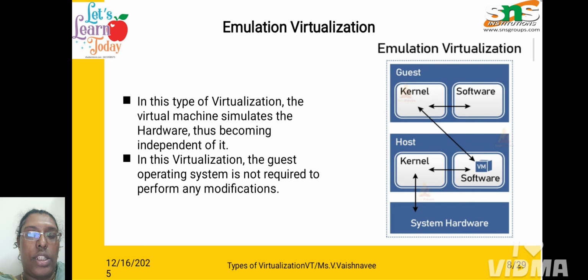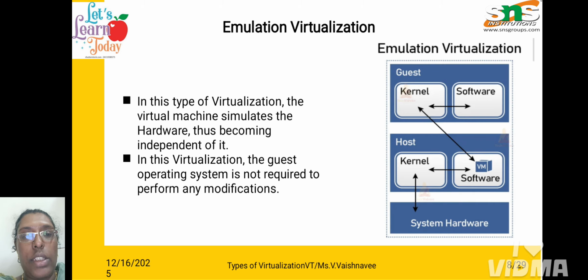So, emulation virtualization. Emulation virtualization means the virtual machine completely imitates hardware. The guest OS becomes independent of the actual hardware architecture. For example, software designed for one type of processor can run on a different processor using emulation. The important point is that the guest OS does not require modification. Emulation is slower because every instruction must be translated. This type is mainly used for testing and legacy applications, not for performance-critical systems.